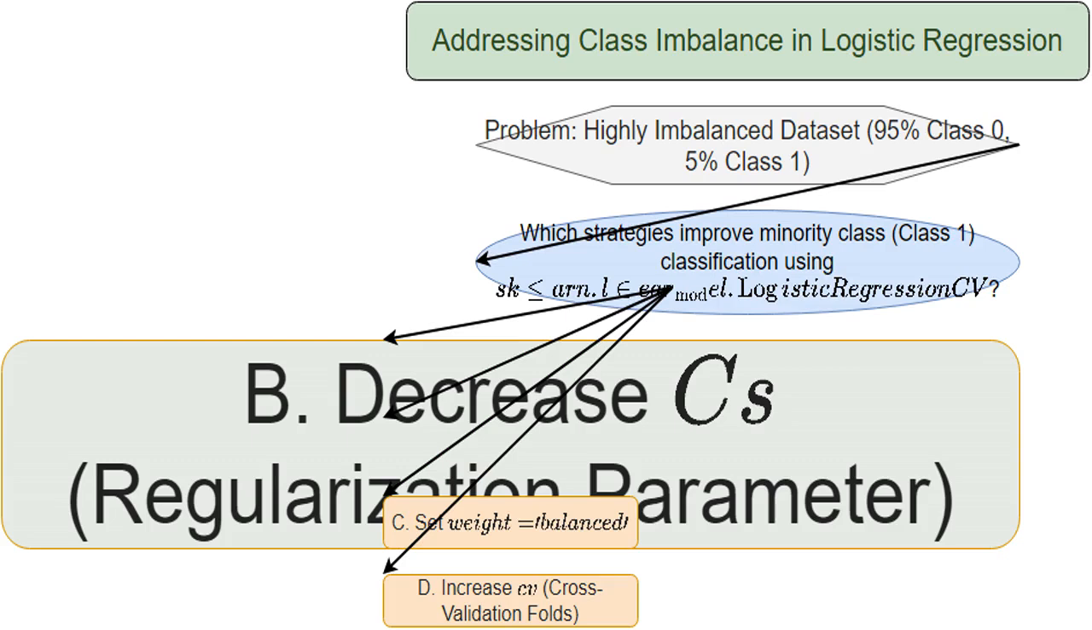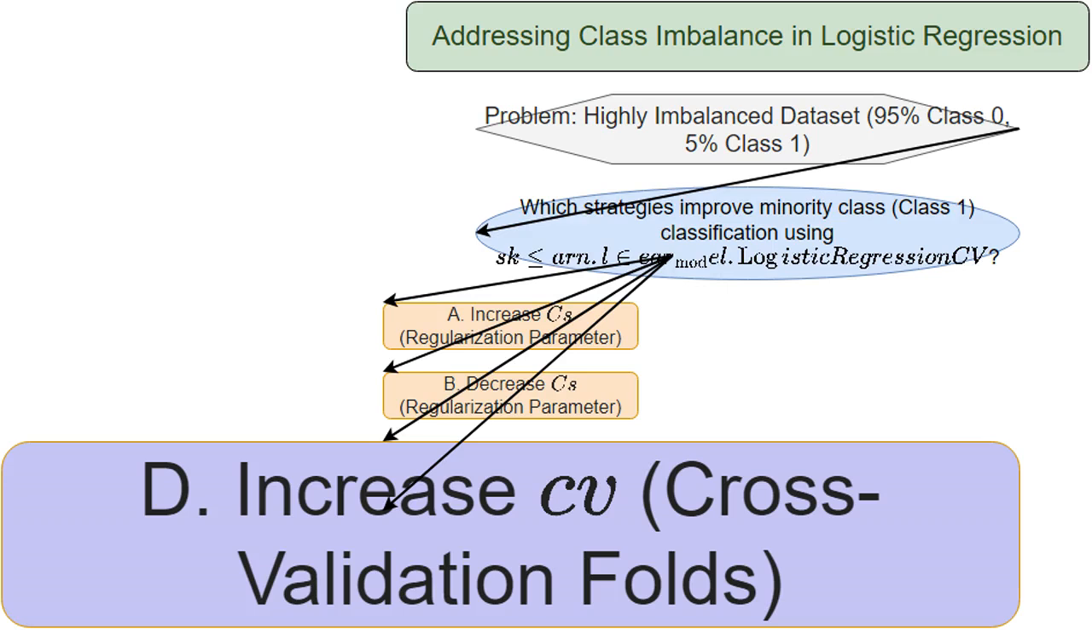Let's talk about regularization, controlled by Cs. Lower values of C mean more regularization, leading to a simpler model. With imbalanced data, a simpler model is often better because it's less likely to overfit to the majority class and ignore the minority class. Think of it as preventing the model from becoming too focused on the large number of majority class examples.